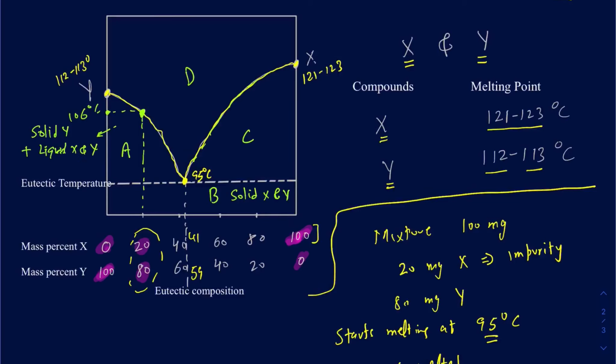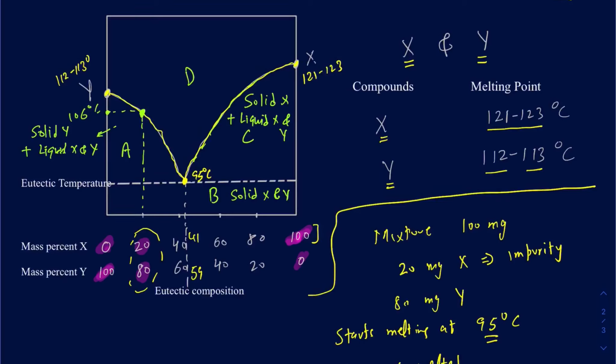X and Y, because remember some of your Y was melted at the eutectic point based on what the eutectic composition was. And then the same story on C, you will have solid X plus liquid X and Y. Because remember, if you have your X as the main compound and Y as the impurity, at eutectic temperature, all the Y or all the impurity will melt, and then some of the X will also melt based on the eutectic ratio there, and the remaining X will be melted along this line here.